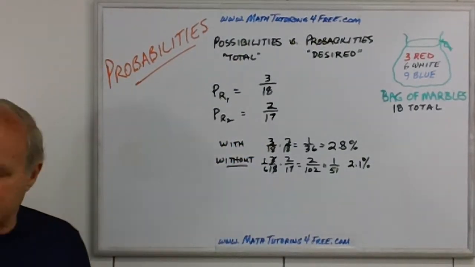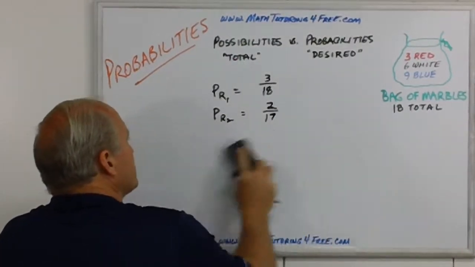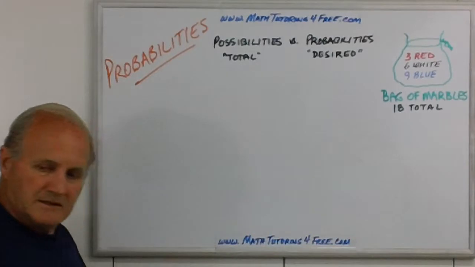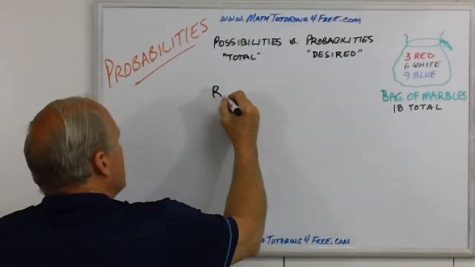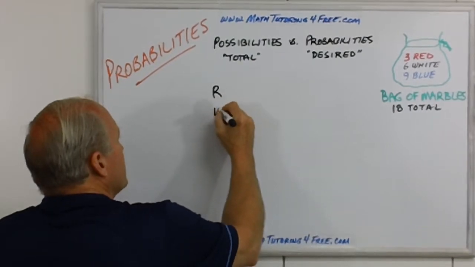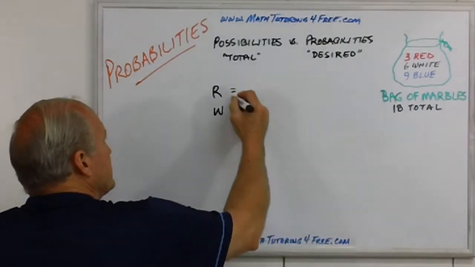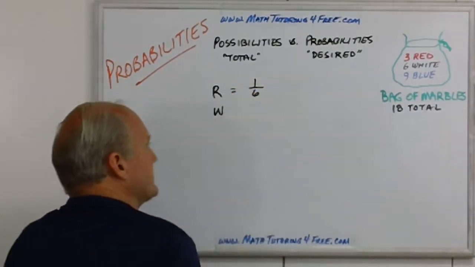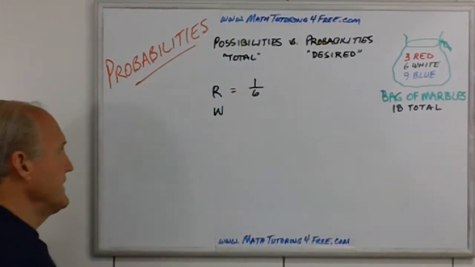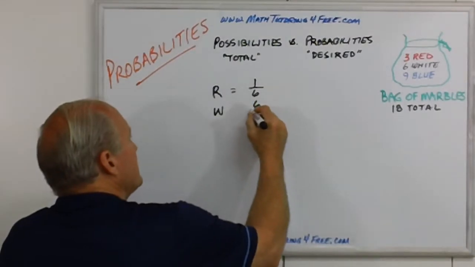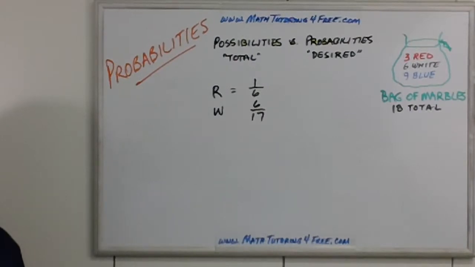Let's take a couple other examples. Let's calculate the probability of pulling out first a red one and then a white one. Okay? Again, with and without replacement. The red one we said is 3/18, which is 1/6. What's the white one now? There's still 6 in there, isn't there? But there's not 18 marbles, there's 17 marbles.